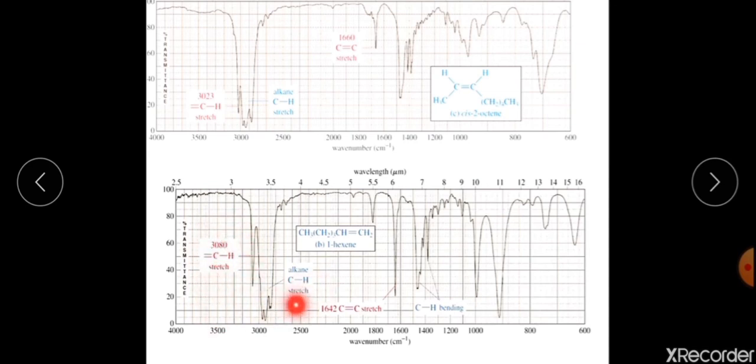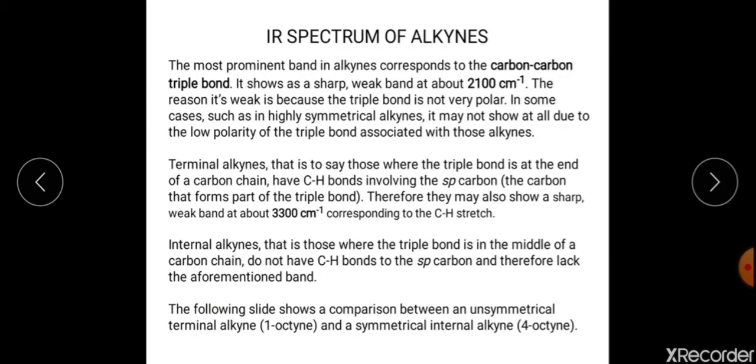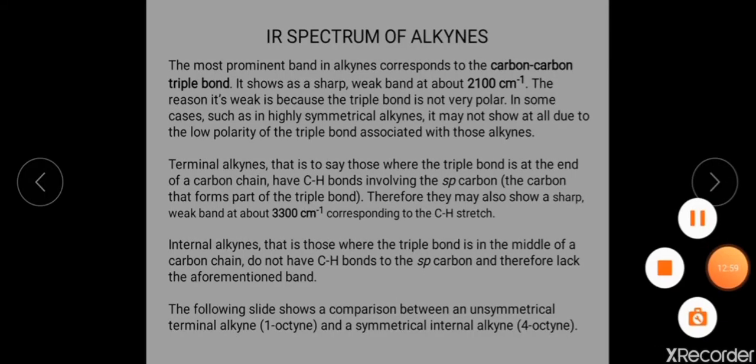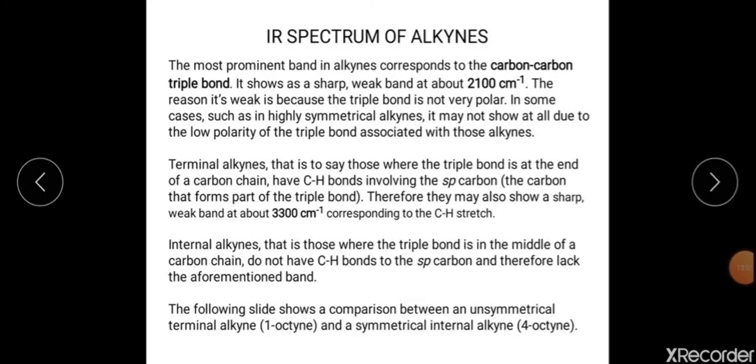And in case of alkane, it will have CH stretching vibration, so it will appear here. Now this is the carbon carbon double bond stretching vibration, and this will appear at 1642 centimeter inverse. And this is the CH bending vibration, which appears at still lower frequency in comparison to these different groups. So this is in case of the alkenes. Now what will happen in case of alkynes?